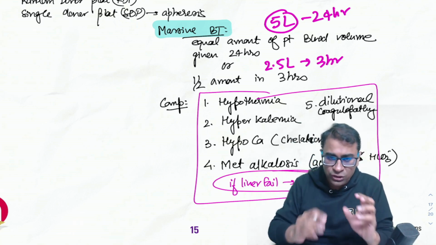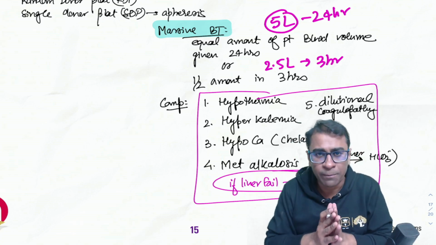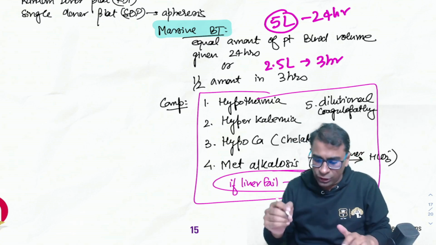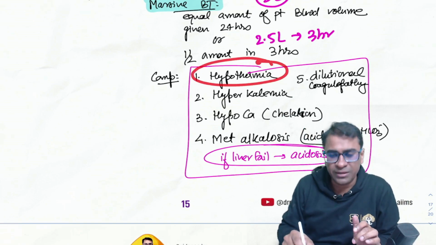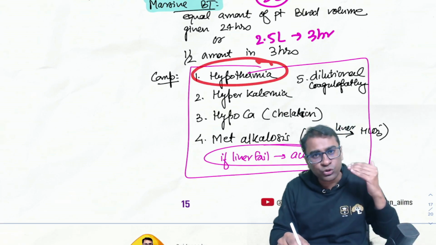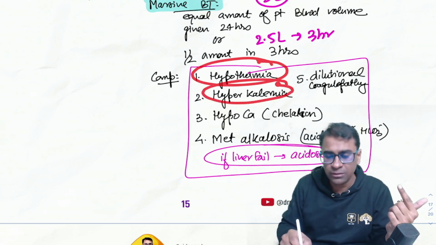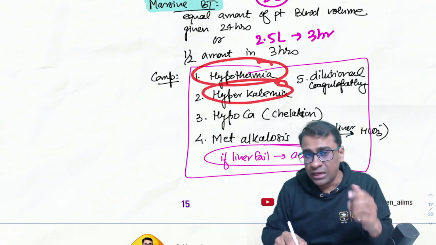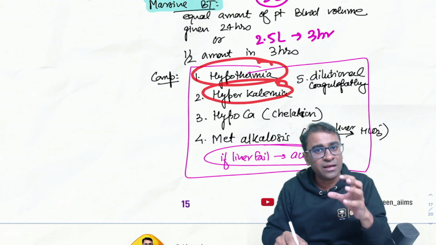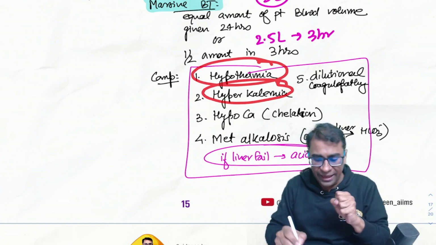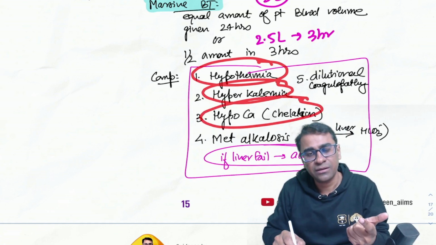Okay, so if you give so much blood, you will not be able to bring the blood to the right temperature, and so they will suffer from hypothermia. If the RBC goes in so quickly, it can burst, and what can come out of the RBC is potassium, so hyperkalemia. The citrate in the blood can chelate the calcium and hence can lead to hypocalcemia.